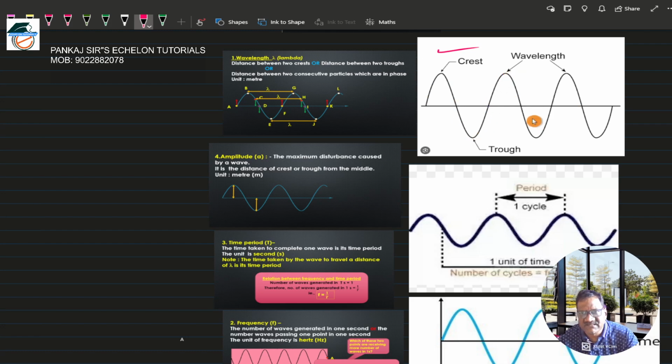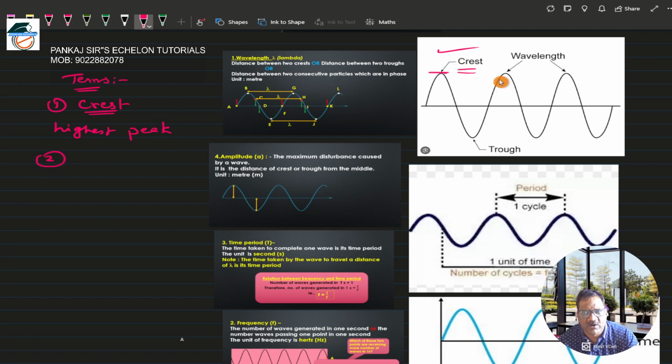As you can see, this is a representation of a wave. This wave has a particular point which is known as the highest peak, and this highest peak is known as a crest. So the first term that comes is a crest. And what is a crest? Crest is the highest peak of a wave. Can you see? This is a crest.